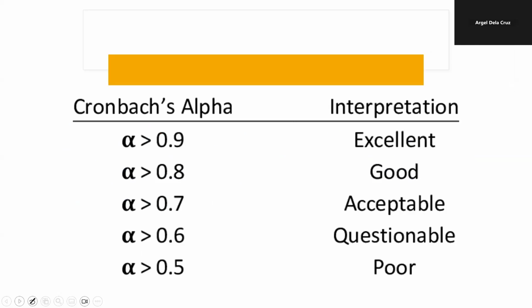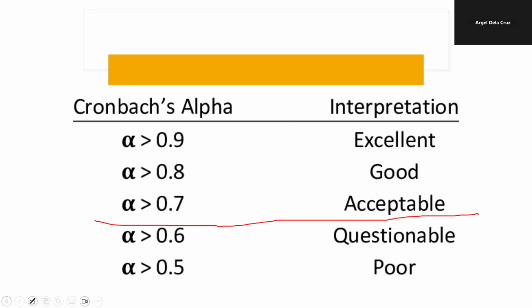Okay. So in Cronbach's alpha, we want to see 0.9, which means the internal reliability is excellent, 0.8 is good, 0.7 is acceptable. And below that, 0.6 is questionable, which we cannot include for research, and 0.5 is poor. So any score below 0.7 is not accepted.